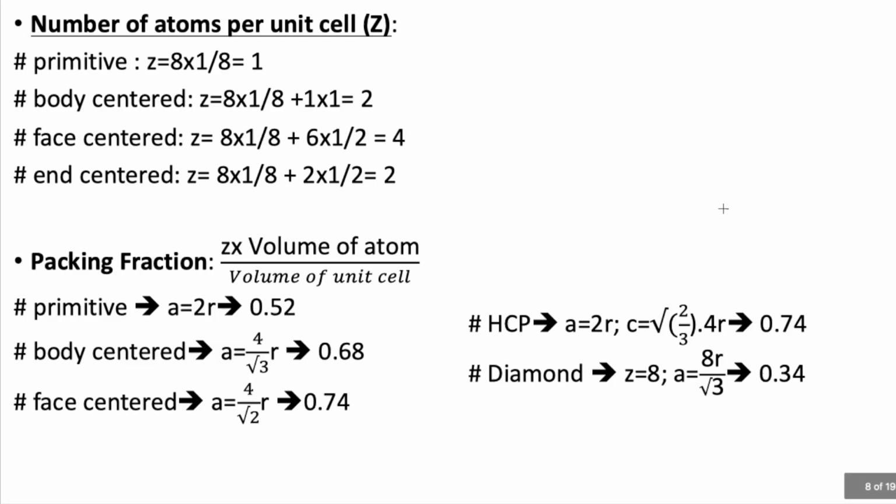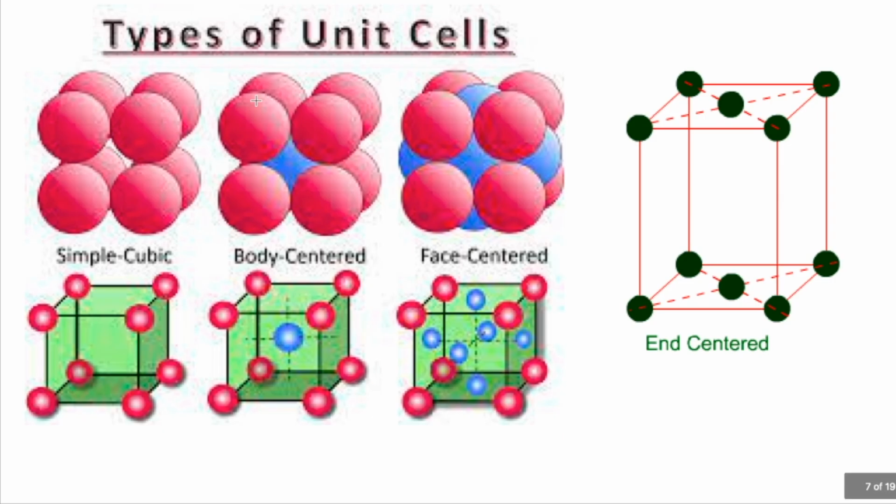The number of atoms per unit cell is very important to know. So in the primitive cell, there is a total of 1 atom per unit cell. Remember that all the atoms present on the corner contribute 1 by 8 atom per unit cell. Whereas the atom in the body center constitutes 1 atom per unit cell. And the atoms on the faces contribute half atom per unit cell.